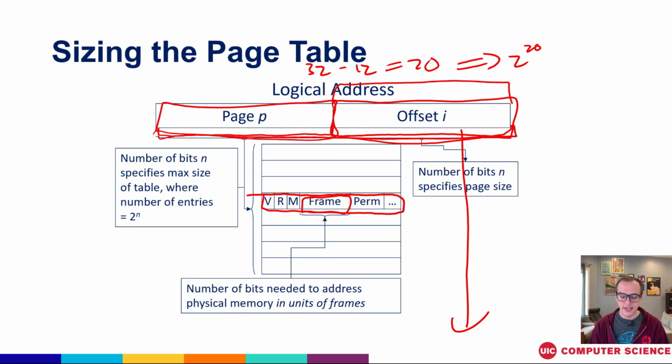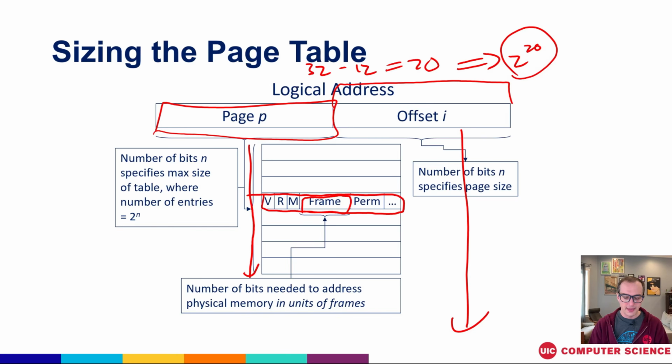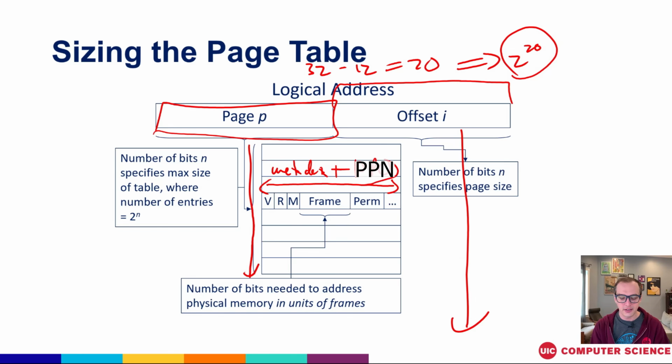So that basically means if we have 2 to the 20 different pages and we have an array of page table entries, that means that we would need to have 2 to the 20 different entries here. So what we end up with is the page table entry width is going to be the size of the metadata plus the size of the physical page number.